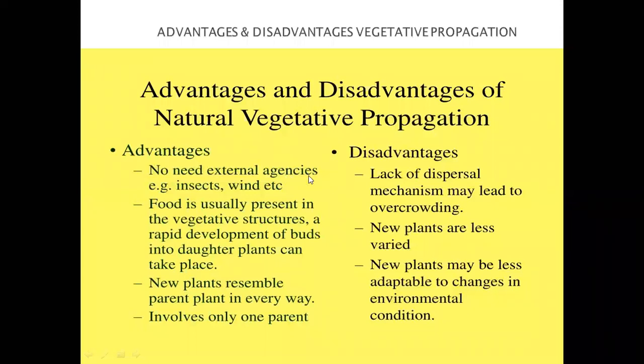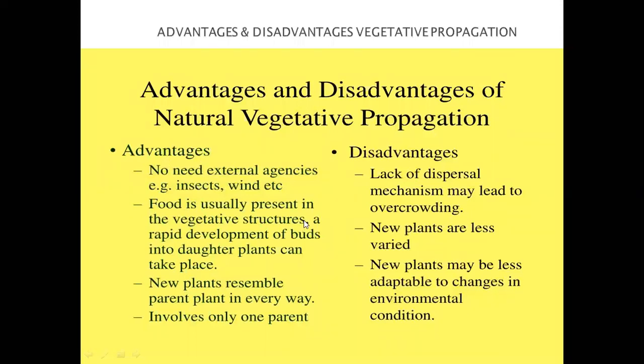No need for external agencies, insects, wind. Yes, when we discussed natural vegetative propagation, like stem tubers, suckers, and rhizomes, they all were freely doing their work. They don't need any external agencies, like they don't need pollination or wind for their reproduction, right? So simply they don't require any insects or wind or any external agency. So this is one advantage for them.